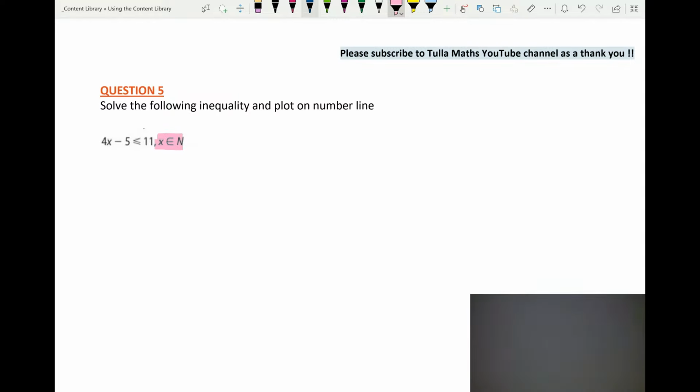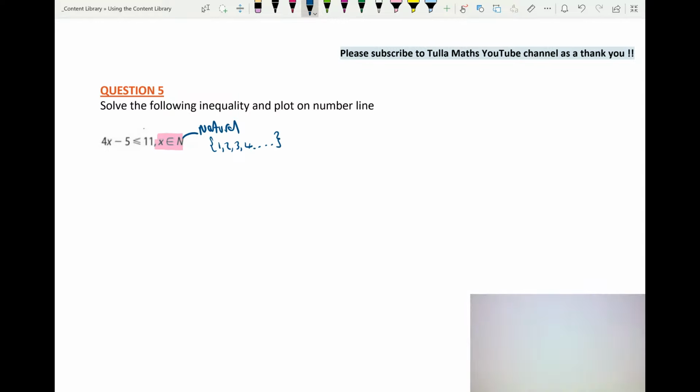You might remember from your other chapters like your sets that E just stands for element, which means it's part. So x is part of n. N, if you recall, is a type of number, and it's a natural number. So your natural numbers would be like 1, 2, 3, 4, whole positive numbers, in other words. And then you have your integer numbers and so on. But we'll get to them in a second. Let's just focus in on the natural.